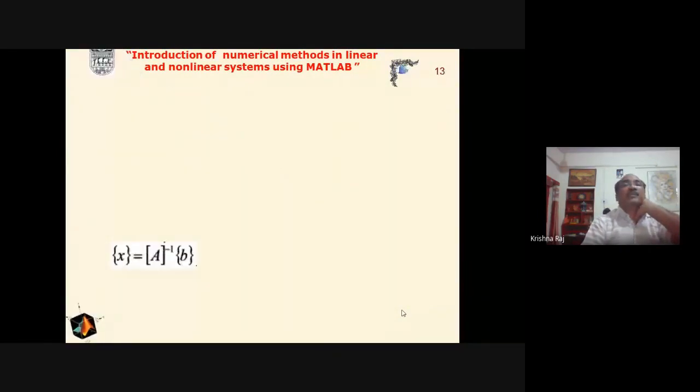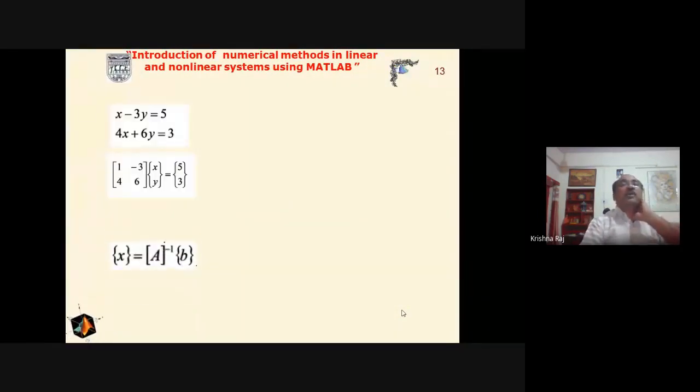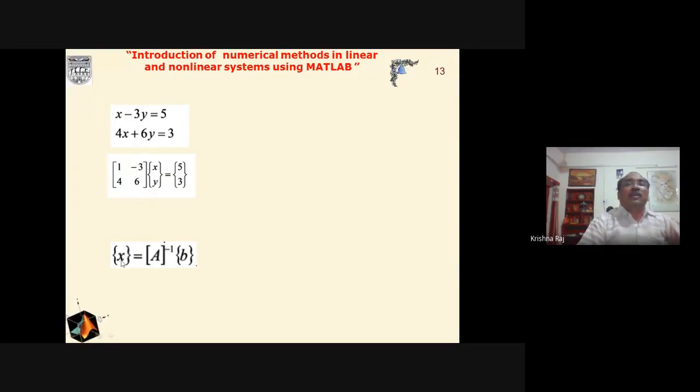Now if we consider equations, say two equations are given having a function of x and y. In order to solve the equation, we write the equation in this form, that is AX is equal to B. So if we are interested in getting the values of X and Y, then it will become A inverse B.